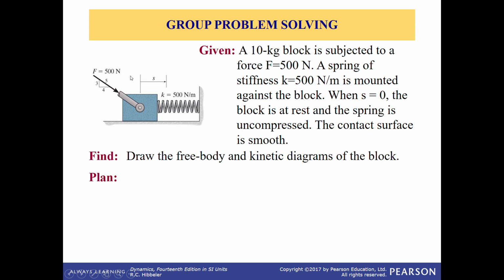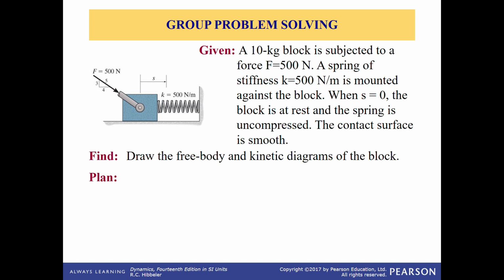While this is my external force, it is not in one direction as the spring, but I have some kind of inclination here. So when S equals 0, it means that the block is at rest, it doesn't move anywhere, and the spring is uncompressed, meaning it is in the neutral form. The contact surface is smooth, which means that I don't have any friction force.